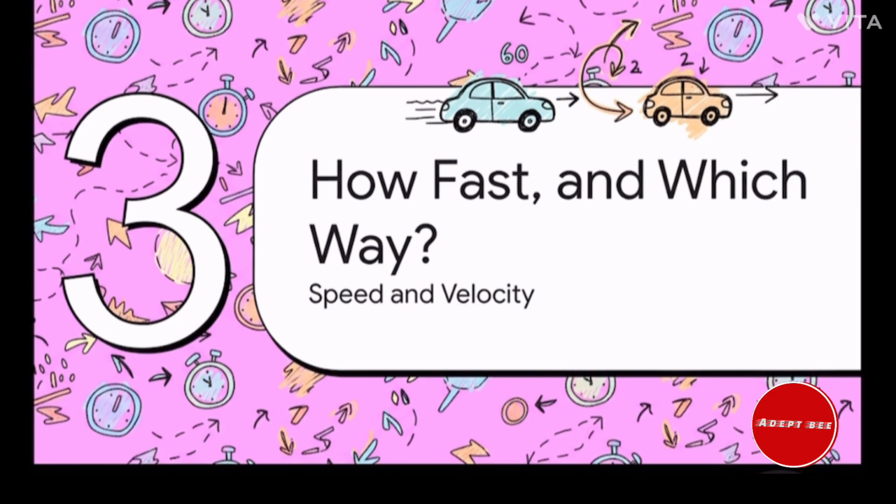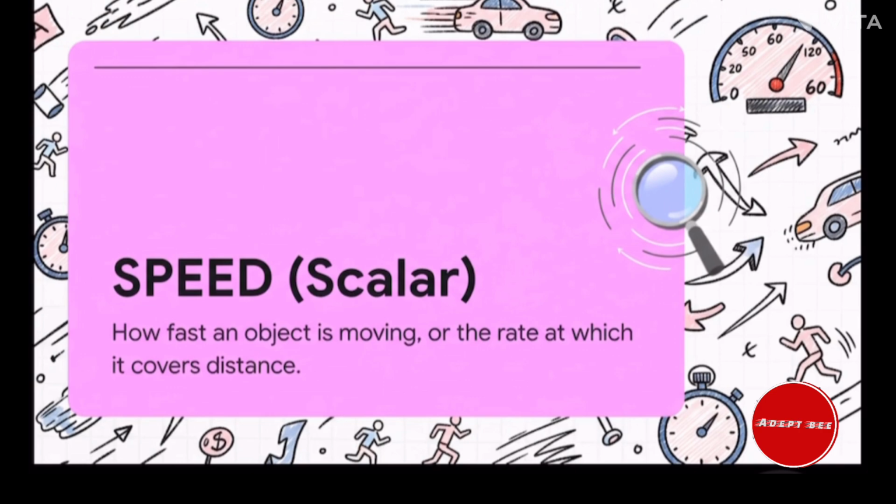And now that you've got the first pair down, this one's going to be a piece of cake. So, speed. This is the one we use all the time in everyday life. It's our scalar. It just tells you how fast you're going, how quickly you're covering that distance. When your car's speedometer says 60 miles per hour, that's your speed. It has no idea if you're going north, south, east, or west.